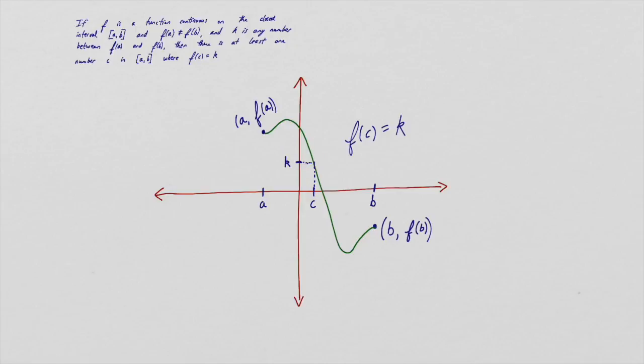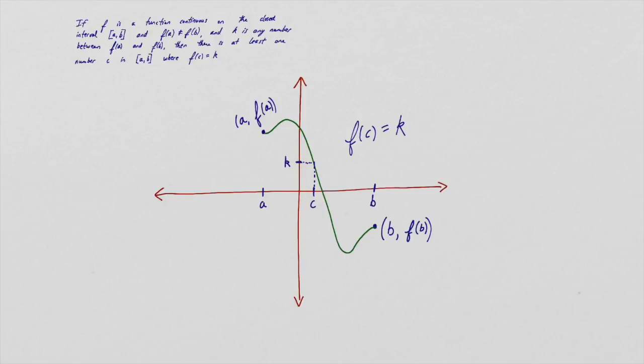And all this is saying is it doesn't matter what we pick for k, as long as k is between f of a and f of b, there will always be a value for x that when we run it through the function will give us that value for y.